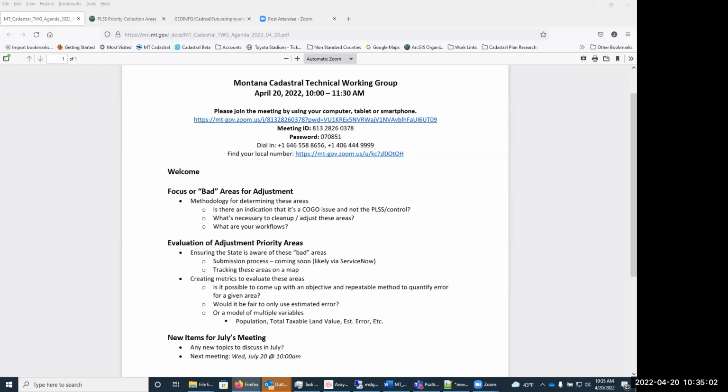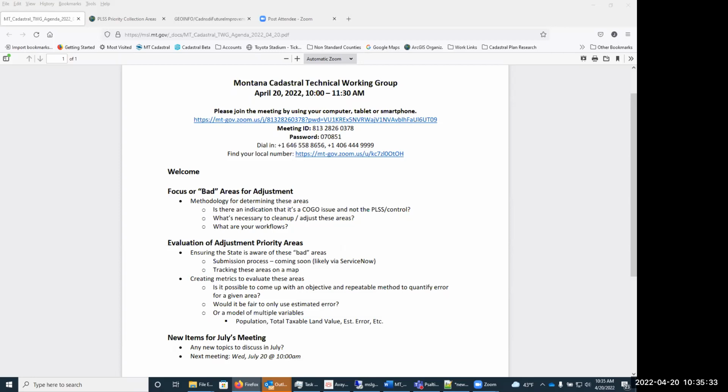But also maybe this group could actually define what a bad area is, so that through that process, Jeff, it'll help us in evaluating our priority areas. Yeah, I think we know what it is, but I don't think it's written down officially. Yeah, that's why I guess that leads into our next topic really well, actually.